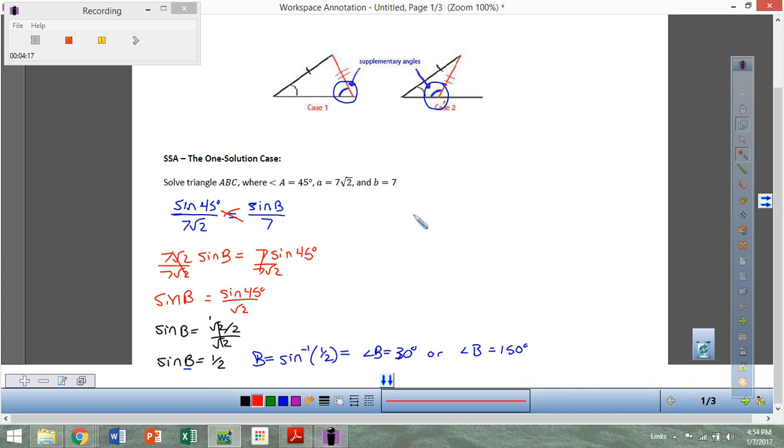So you should ask yourself, well, if angle B is 30 degrees, then what would angle C be? Well, angle C would simply be 180 degrees minus what I get for angle B, minus what I had for angle A, which was 45, which is going to give me an angle of 105 degrees. So angle C equals 105 degrees.